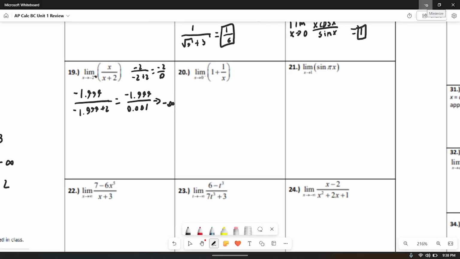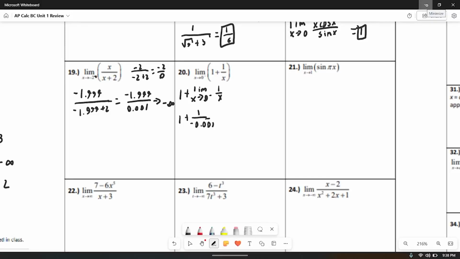Now for this one, I'm going to bring the 1 plus outside the limit, because the limit of the sum is the sum of the limits. So I can just do 1 plus the limit as x approaches 0 from the negative direction of 1 over x. So now I can plug in a number really, really close, but just a little bit less than 0. So I can do 1 plus 1 over negative 0.001.